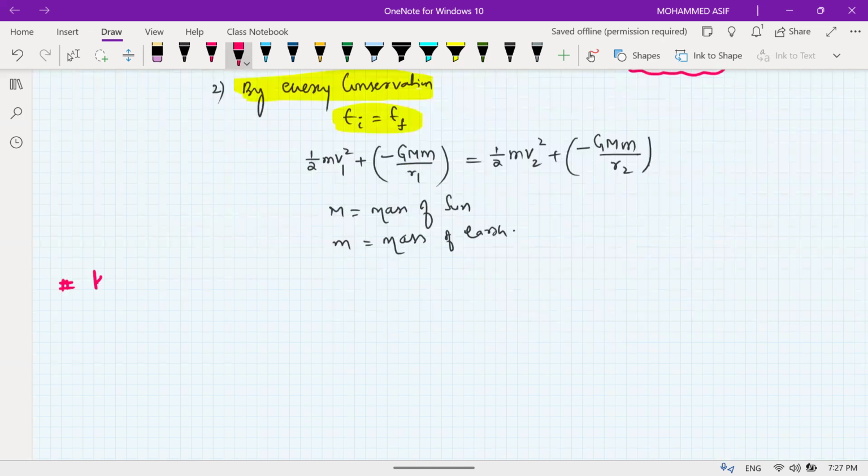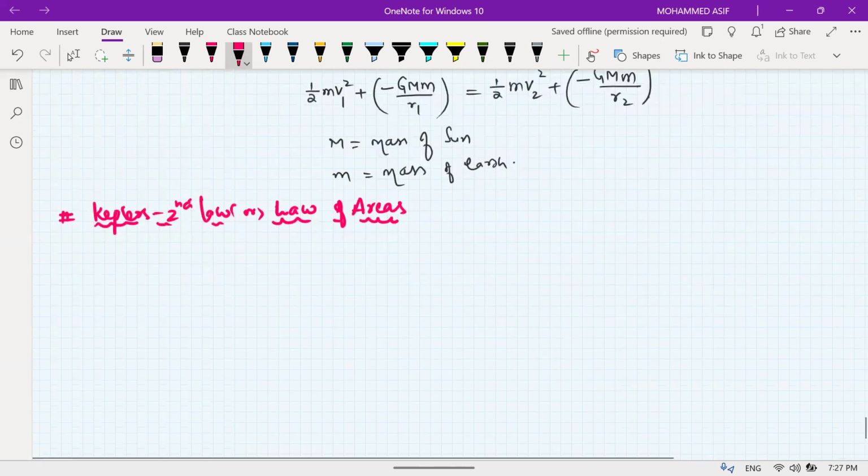Kepler's second law is also known as the law of areas. Very important. It says that every planet sweeps equal areas in equal intervals of time. Every planet revolving around the sun moves in an elliptical path, and it covers equal areas in equal intervals of time.